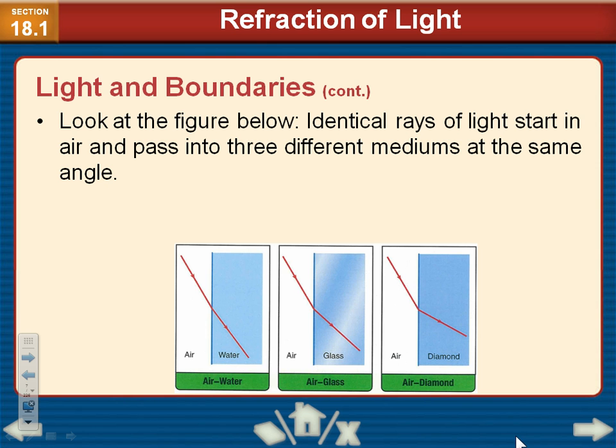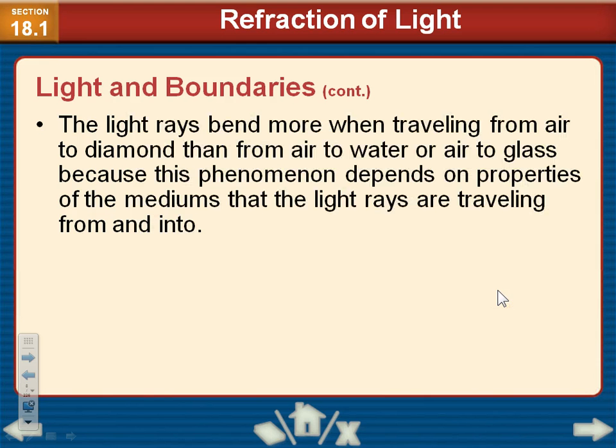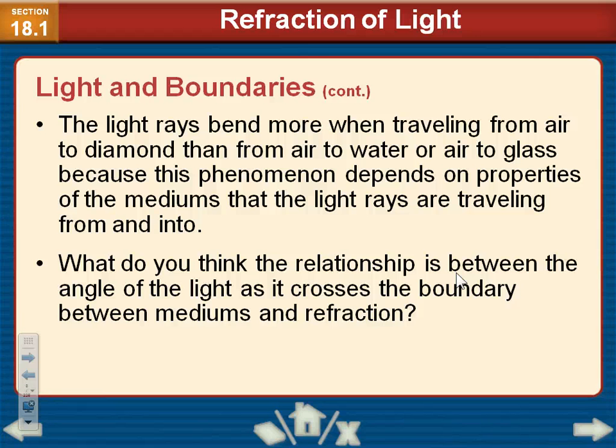Here we have an example of light passing from air into water, changes its direction a little bit. Air into glass changes a little bit more. Air into a diamond a little bit more. So what can they tell us about these things? Well, each one is changing the direction a little bit more, so they're going to be a little bit different. The light bends or changes direction more when you travel from air to a diamond than the other two because of the property of these things, and we're going to investigate these properties.